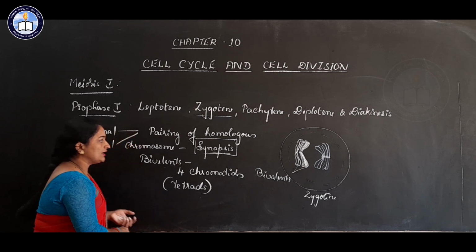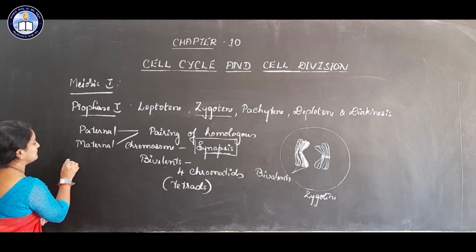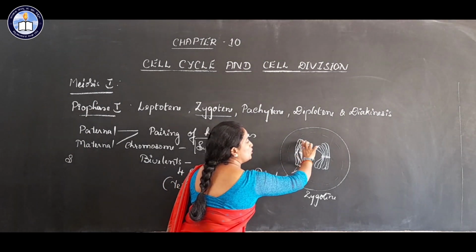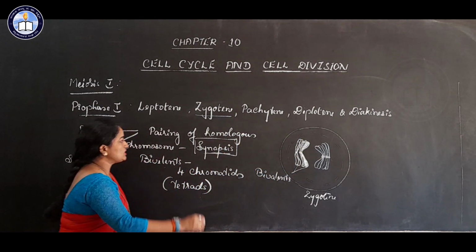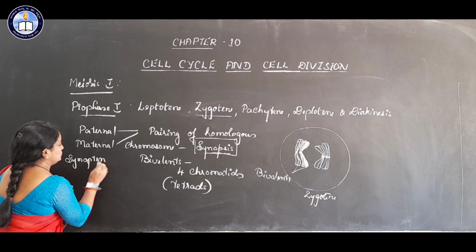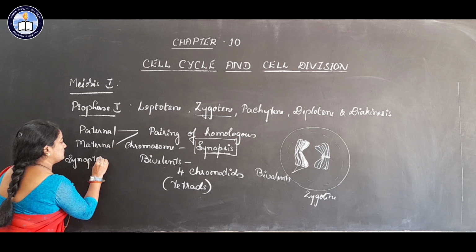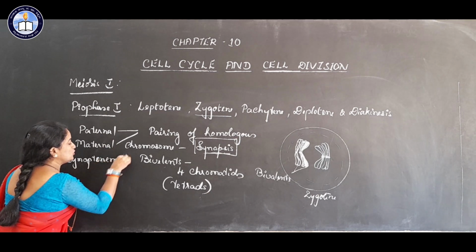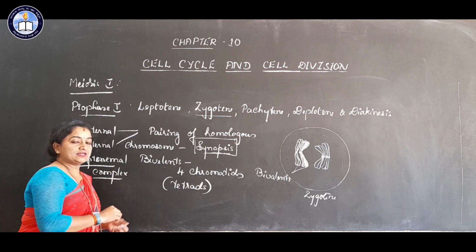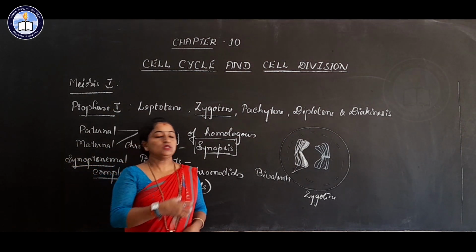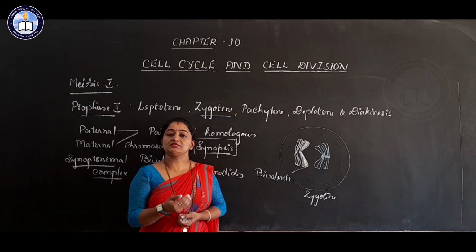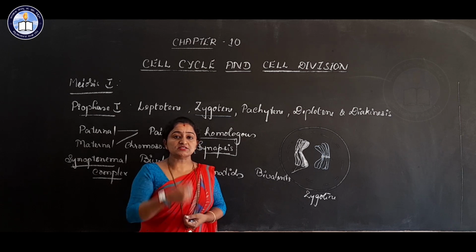Tetrads. Okay. Then there is formation of the synaptonemal complex between the homologous pair. Synaptonemal complex is a proteinaceous structure between those two chromosomes which ensures pairing. It helps synapsis to happen.